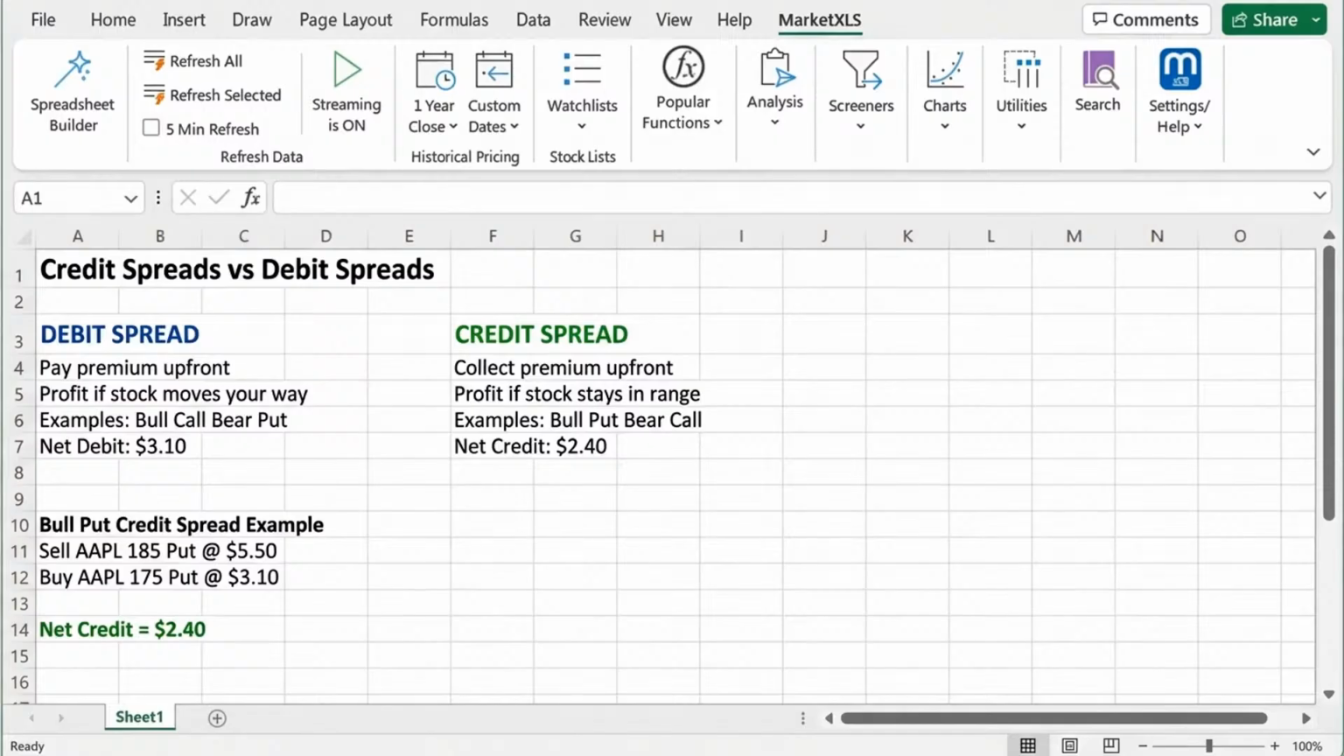An important distinction is credit spreads versus debit spreads. With a debit spread, you pay a net premium up front and profit when the stock moves in your expected direction. With a credit spread, you collect premium up front and profit when the stock stays within a range or moves favorably. Credit spreads can be appealing because you start with money in your pocket. The trade-off is that your max profit is the credit received, while max loss is the spread width minus the credit. Both approaches have their place depending on your market view and risk preference.